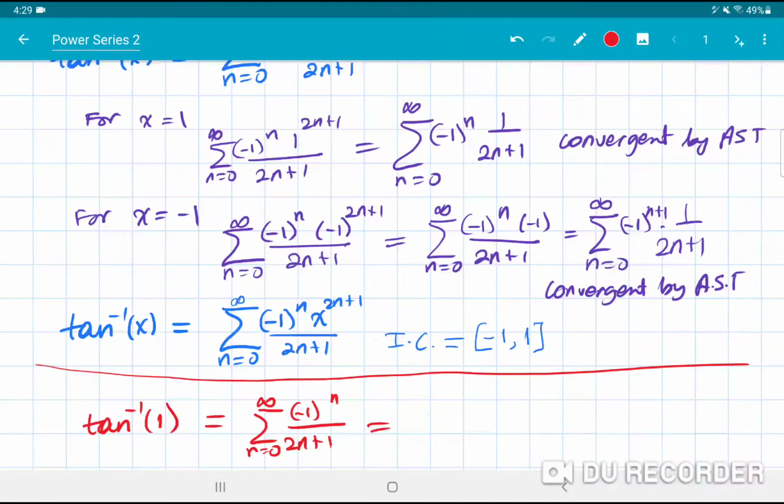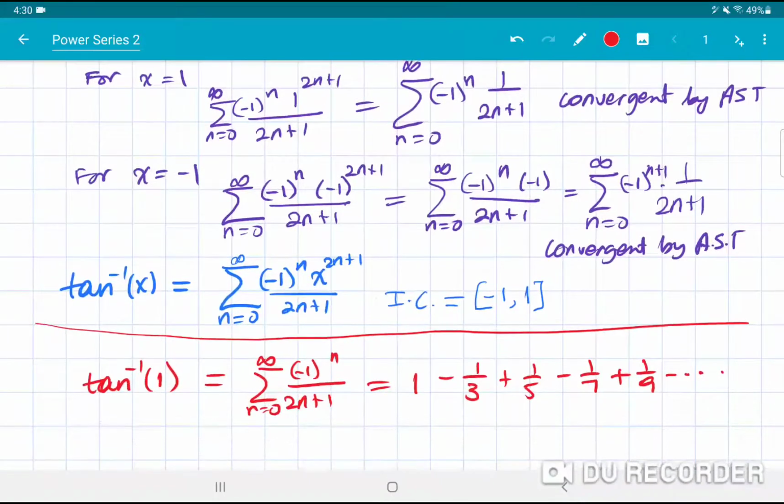If you expand this, when n is 0, it gives you 1. When n is 1, it gives you minus 1 over 3, plus 1 over 5, minus 1 over 7, plus 1 over 9. This converges to tan inverse of 1, which is pi fourth, actually. This is pi fourth.